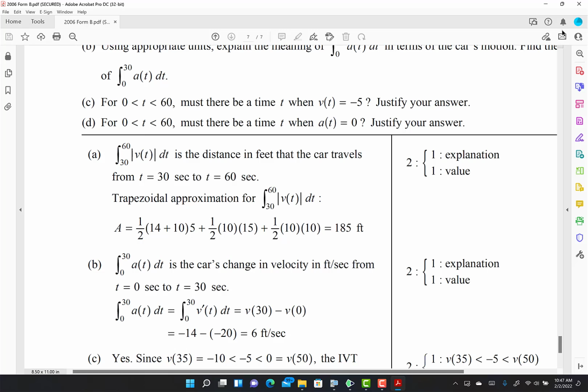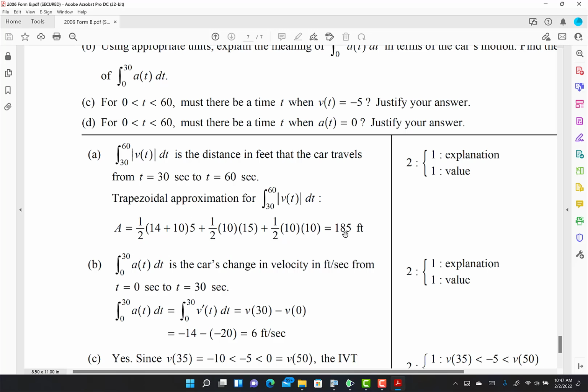Letter A, the integral between 30 and 60. Let's see what the rubric says. The integral between 30 and 60, absolute value of v of t dt, is the distance in feet that the car travels from t equals 30 seconds to t equals 60 seconds. You got to give me that interval, because without that interval, you're not going to get the point, guys. It means a distance traveled within that time interval. So I like the way they wrote it. They did it the way I did it, but I actually prefer the word interval in there, but that's fine.